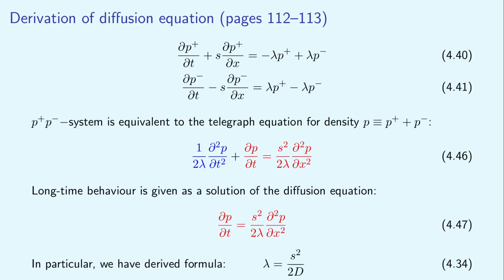Since we have derived the diffusion equation, we have also justified that our velocity jump process provides another description of diffusion. Here, I would like to note that equation 446 is exact, while the diffusion equation 447 is only an approximation that can be justified for times which are sufficiently larger than this coefficient 1 over 2 lambda.